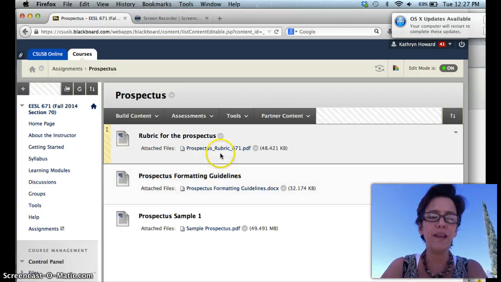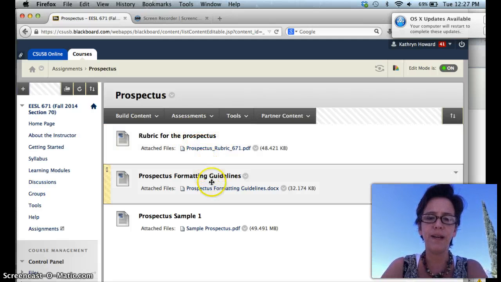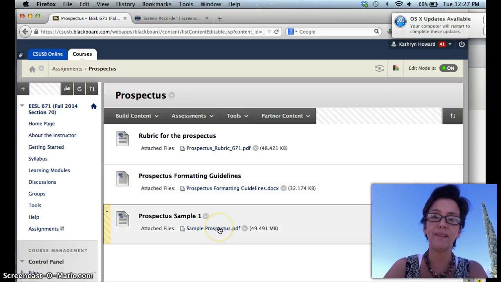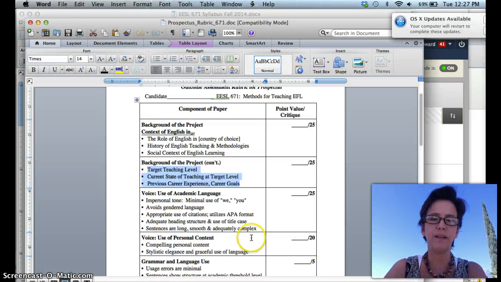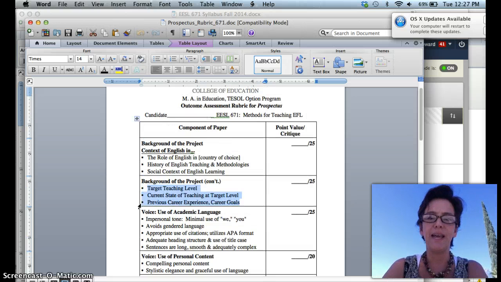So here, under prospectus, you can find the rubric, you can find the formatting guidelines, and a sample of the prospectus. Let me open up the rubric so we can take a look at it together. Here's the rubric, and this is what I'll use to grade your paper.